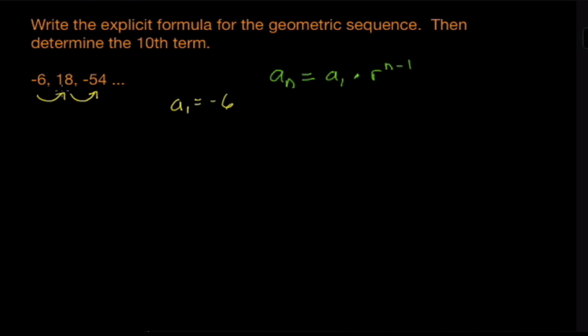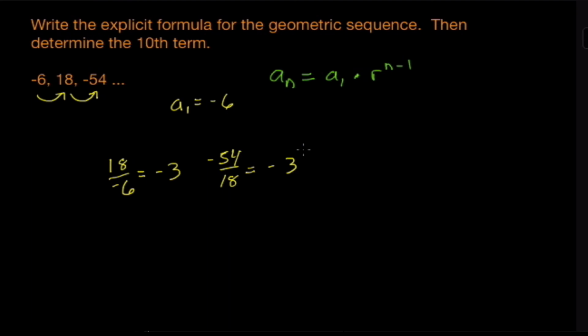So before I was telling you, take the first term and the second term and compare them, putting the second term over the first term and then putting the third term over the second term. So we'd put 18 over -6. That would give us our common ratio, -3. And if we do -54 over +18, that also gives us -3. And that's fine, that works.